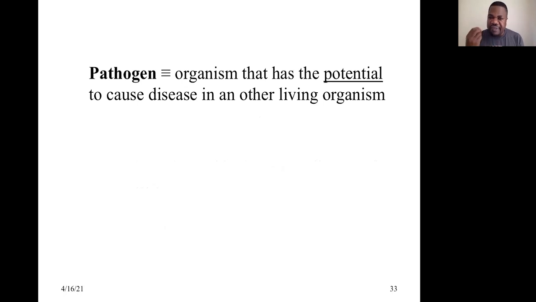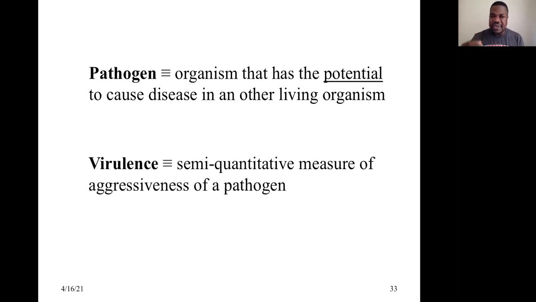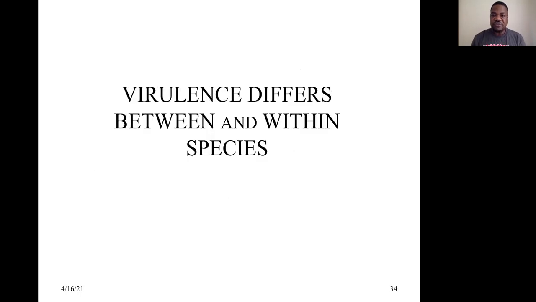Okay, so we say that a pathogen is an organism that has the potential to cause disease in another living organism. And we say that virulence is a semi-quantitative measurement of the aggressiveness of a pathogen. So what is there in that microorganism that can cause the disease? There are pathogens that are more aggressive than others because they are well equipped with different virulence factors.